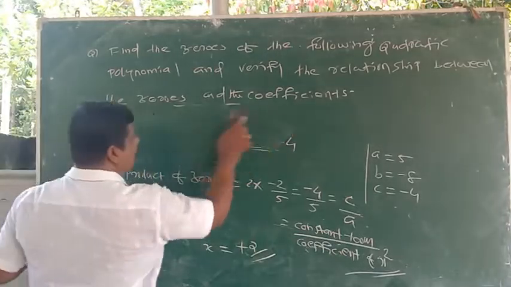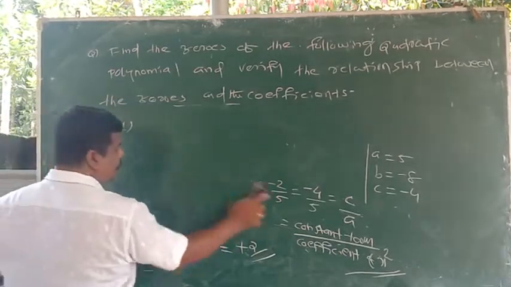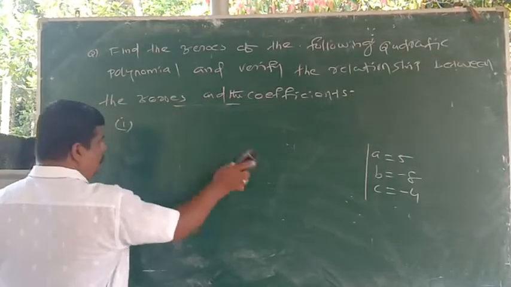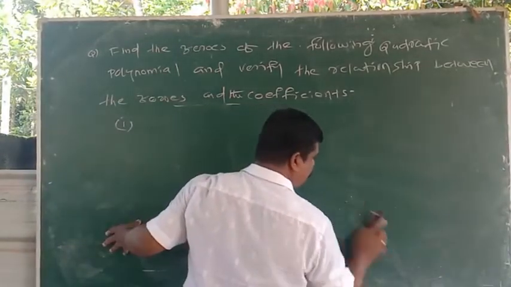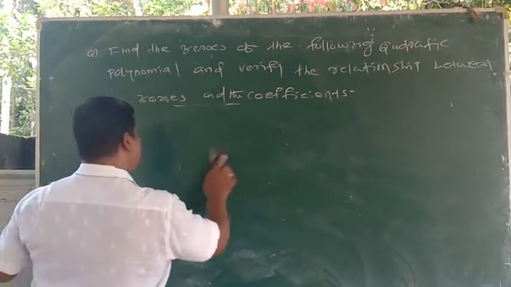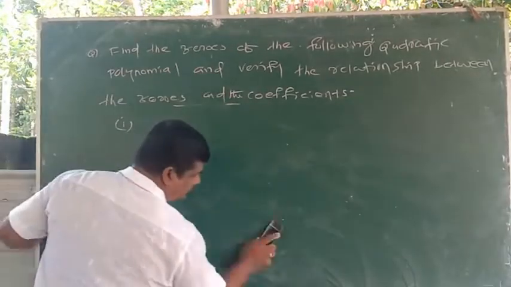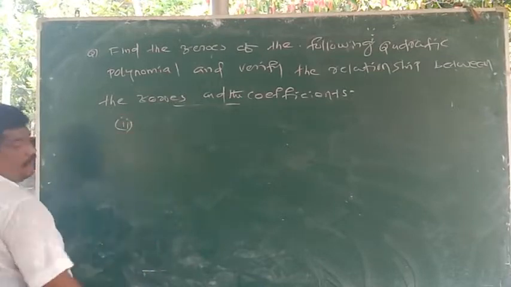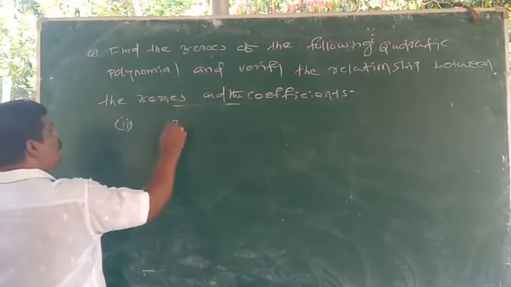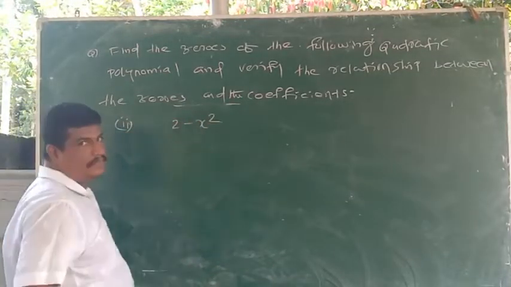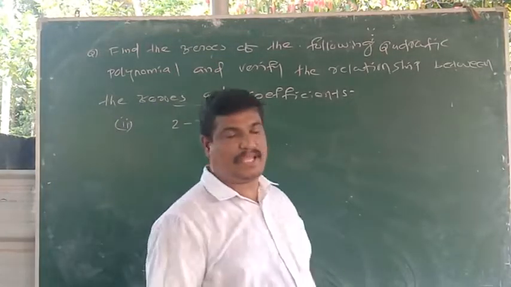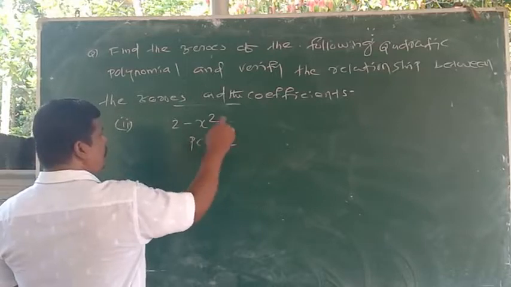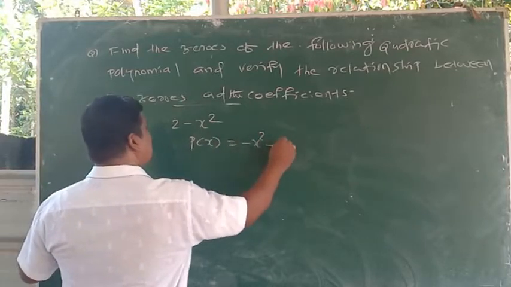Second question, question number 2. Easy question: 2 minus x square. It is an easy question. 2 minus x square, okay, written as p of x. In standard form, first minus x square plus 2.